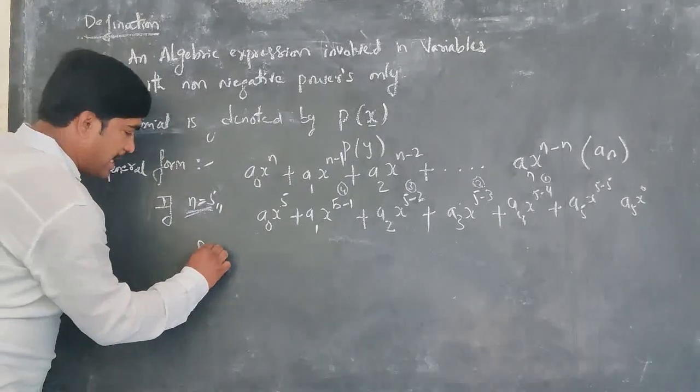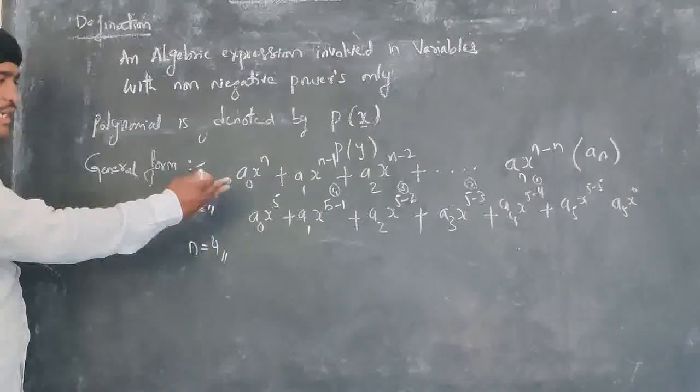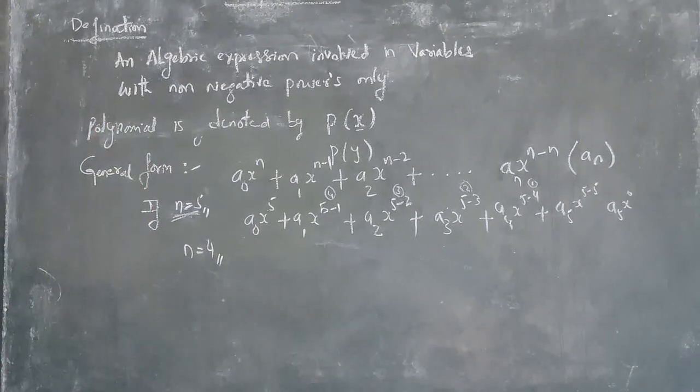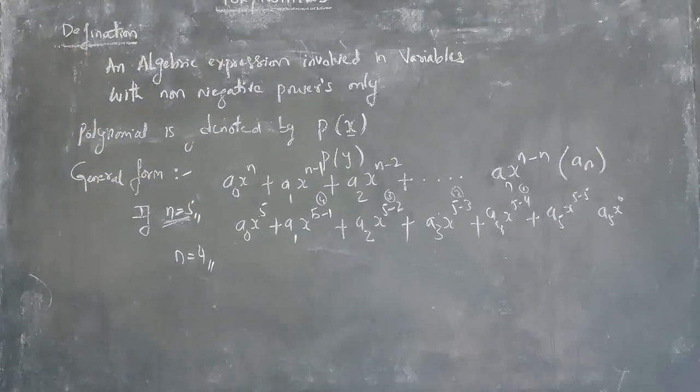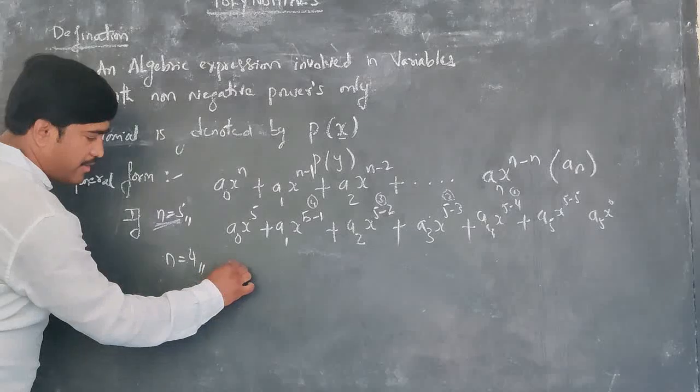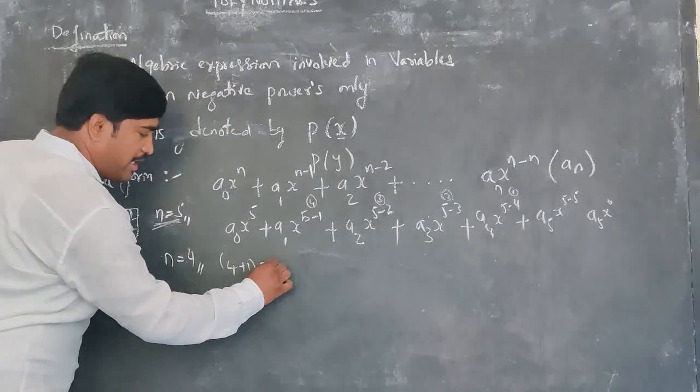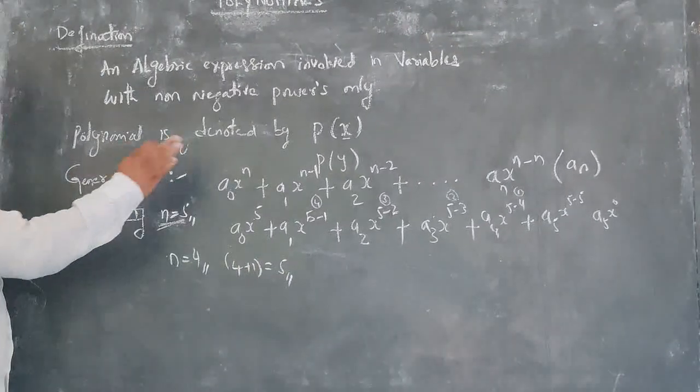For example, if you take n equal to 4, we can directly answer how many terms the polynomial has: add one more to this, 4 plus 1. How many terms are there? 5 terms should definitely be there.